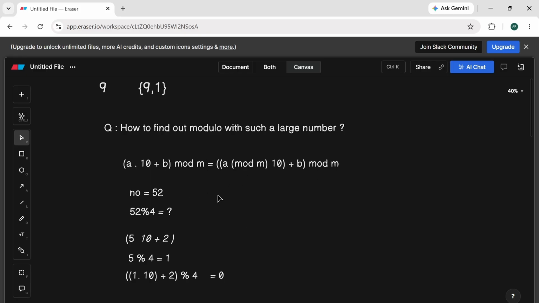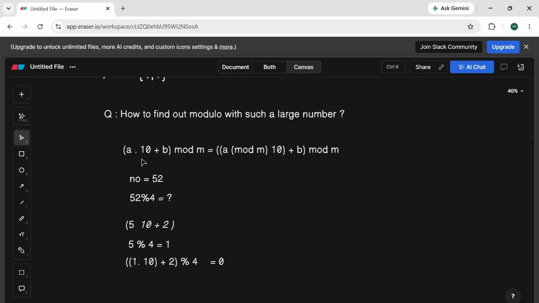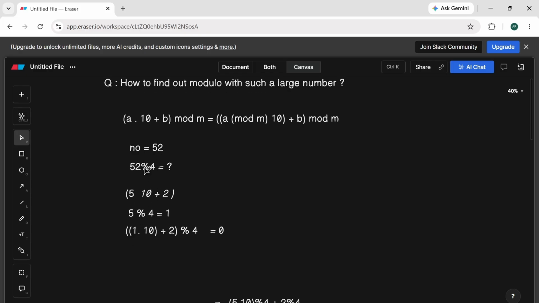So there is a basic mathematical formula. If you want to find the modulo of a large number, let's take the example where we want to find 5452 modulus 4. We will find the modulus of the first digit with 4, so I have done 5 modulo 4, which is nothing but 1.